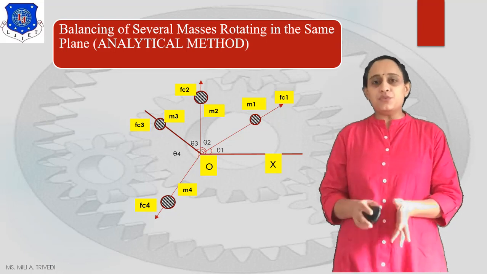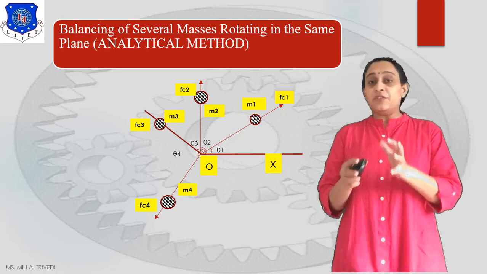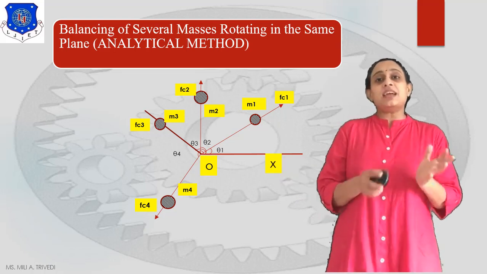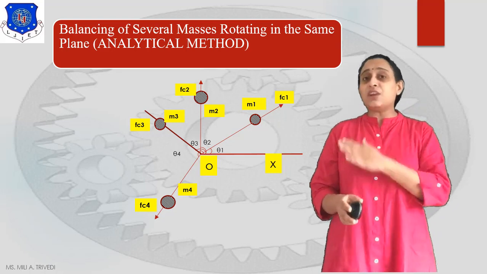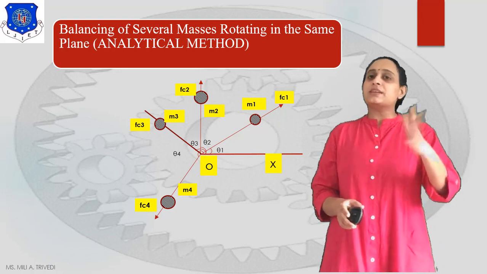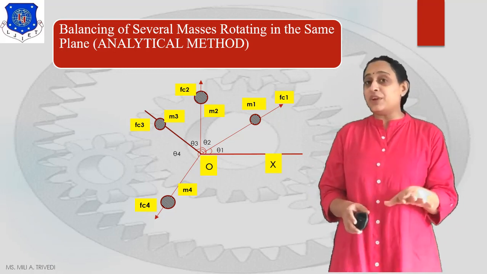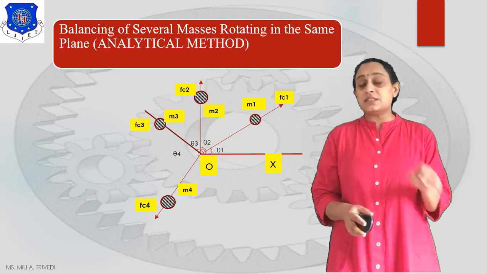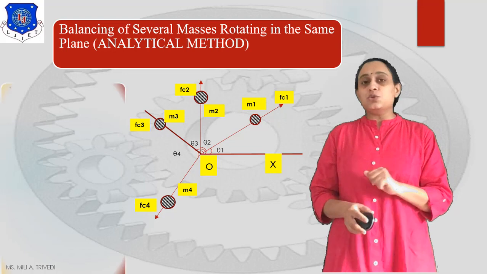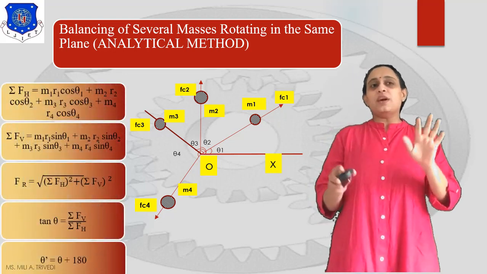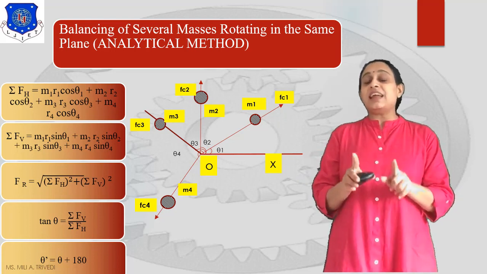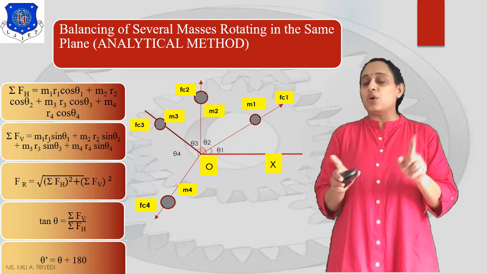Now as we all know, centrifugal force is m omega square r. If it is m1 r1, we can say m1 omega square r1. If it is m2, we can say m2 omega square r2. And it is the same for m3 and m4, like m3 omega square r3, m4 omega square r4. The graphical method of this theory we have already discussed in our previous lectures. So here, let us assume the analytical method for this. Now as we all know, each and every mass has 2 different components.